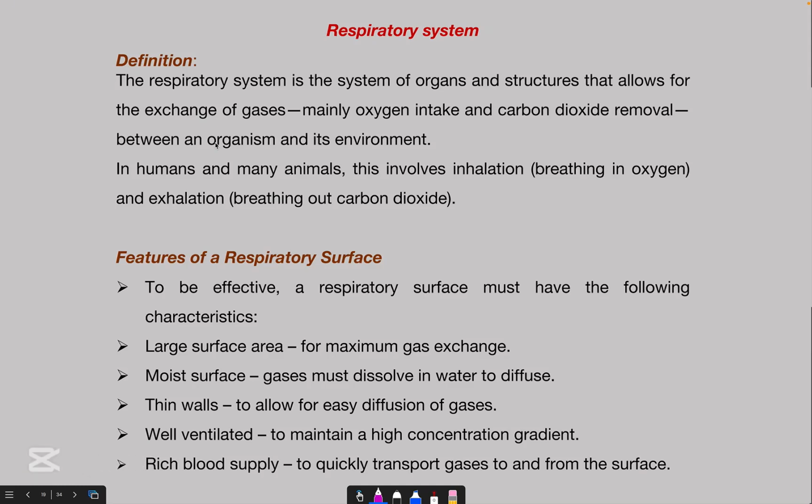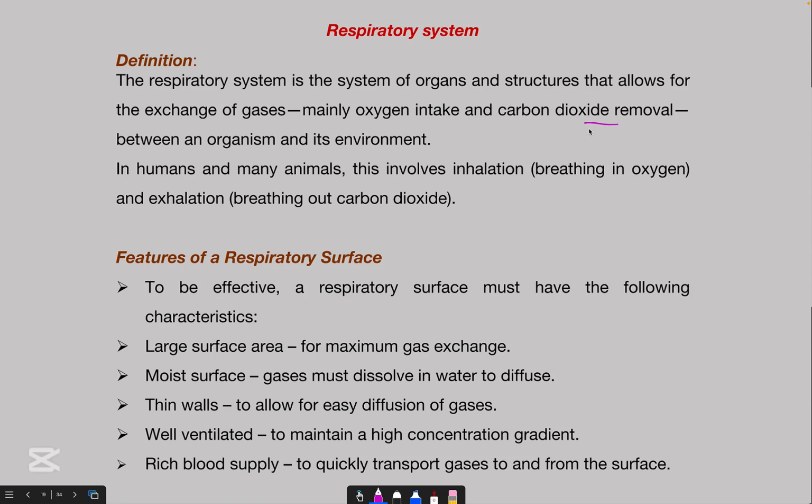All right. So basically, in this lecture, we are going to look at the respiratory system and then answer some questions. Now, the respiratory system, of course, is a system of organs and structures that allow for exchange of gases. Respiration is exchange of gases. Mainly, we take in oxygen and breathe out carbon dioxide between an organism and its environment. What do we breathe in? Oxygen. I will breathe out what? Carbon dioxide. It's something that we know.